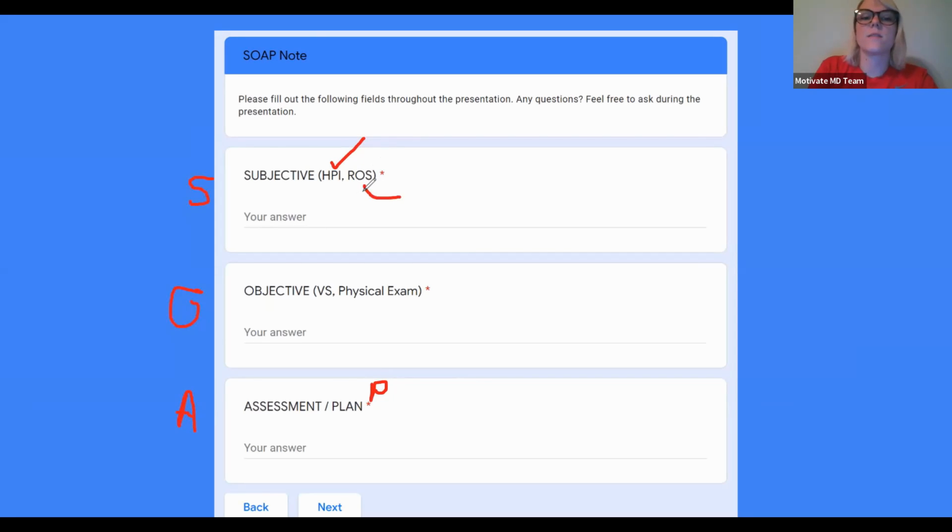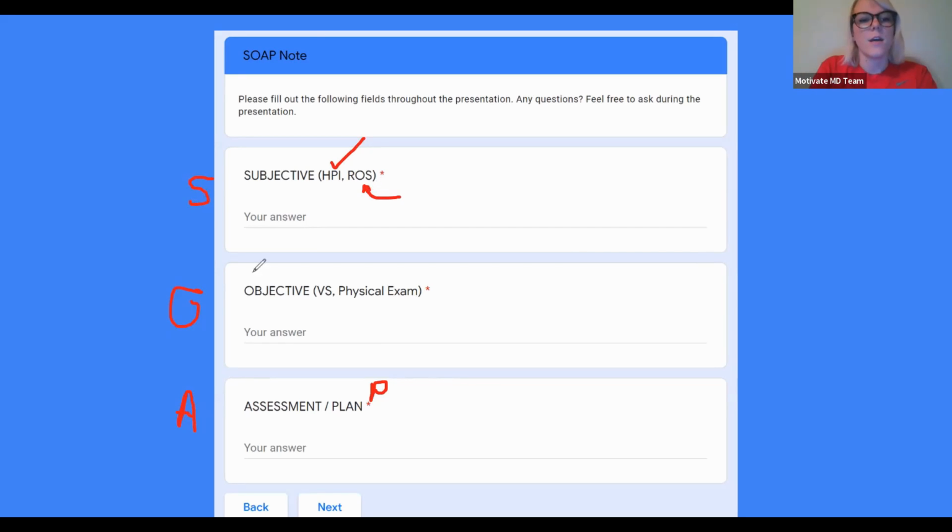And then ROS are things that are pertinent positives and negatives. So things that have to do with the chief complaint. If someone comes in with a headache, for instance, and we ask, do you have photophobia, meaning the light hurts your eyes, or phonophobia, the sound hurts their headache, or if they have nausea or vomiting. Those are pertinent positives and negatives that we want to know that might tip us in the direction of one etiology over another.